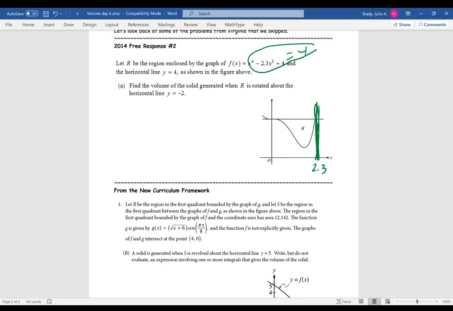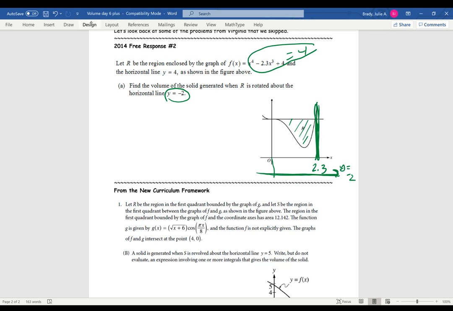Okay, now here's something a little bit different. They're not doing the x-axis anymore. So you have to remember that that's a horizontal line. So we're going to come down, and this is y equals -2. And here's the region I want. Since the line is not an edge of the region we're revolving, we know we're going to use disks.